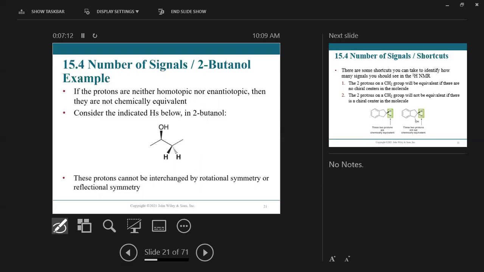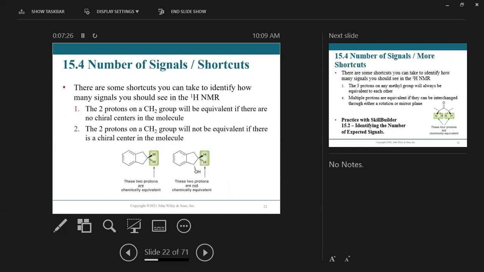Just consider the indicated hydrogens below in 2-butanol. It says these protons cannot be interchanged by rotational symmetry or reflection symmetry. They talk about some shortcuts, and we'll get more into that when we get into our homework. These are chemically equivalent because if you rotate this, they'll be the same thing, but with this alcohol group right here, they're not chemically equivalent.